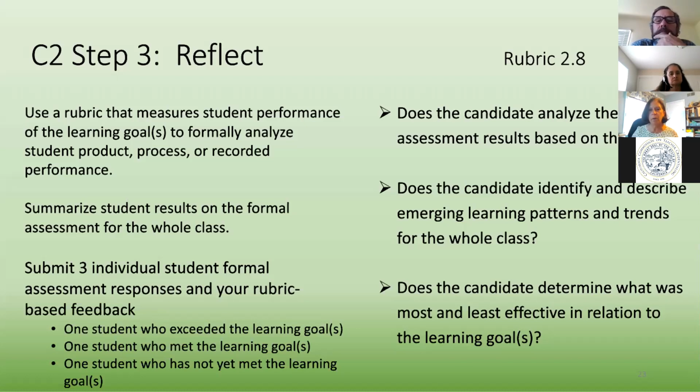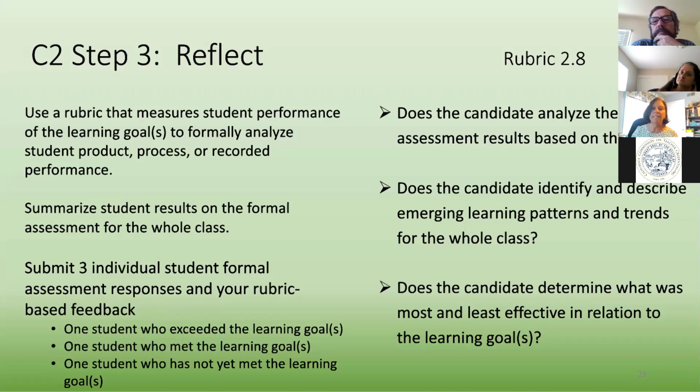And then in the rubric for 2.8, we're looking for how the candidate analyzed the formal assessment results using the rubric they wrote for the students. Right, so we have a formal assessment, students submit their product, process, or performance, and the candidate uses the rubric they wrote to score that work. And then did the candidate identify and describe emerging learning patterns and trends for the whole class, using again the language of that formal assessment rubric that they developed?